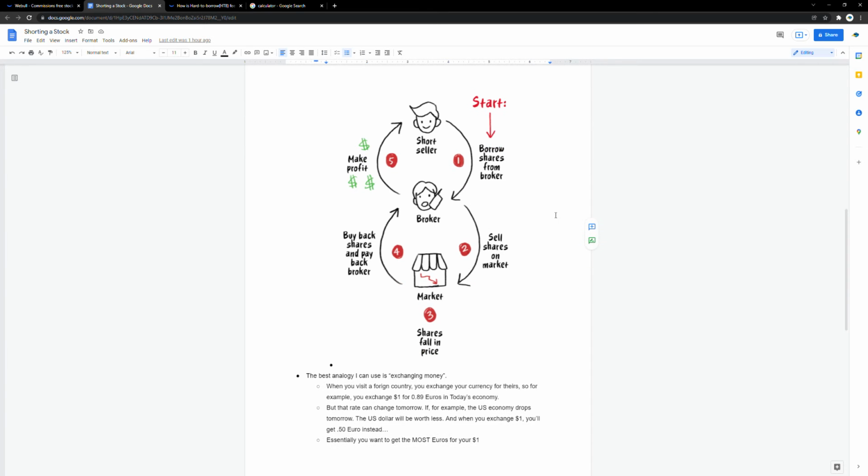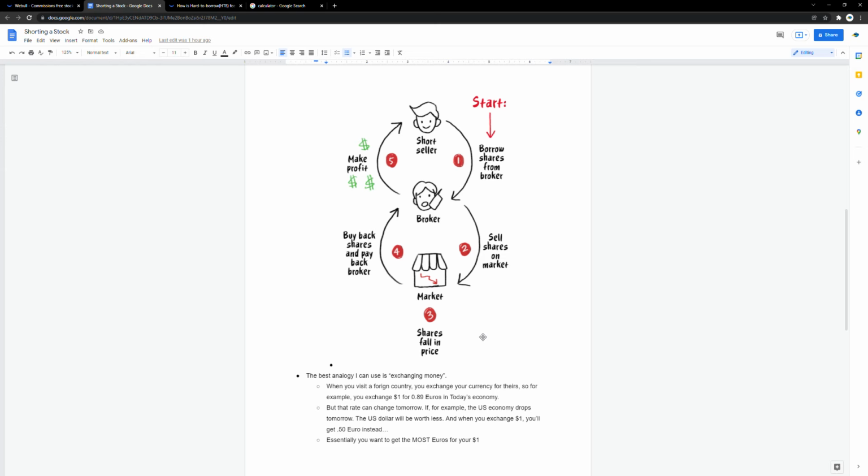That might still seem a little bit confusing. So the best analogy I can use is when you're exchanging money. When you visit a foreign country, if you don't know, your currency may not be accepted there. So you have to go to the bank and exchange your currency. For example, if I go to the UK and I need to exchange my dollars for euros, I'm going to give them my $1, and in today's economy, $1 is worth 0.89 euros. So the dollar is worth less than 1 euro.